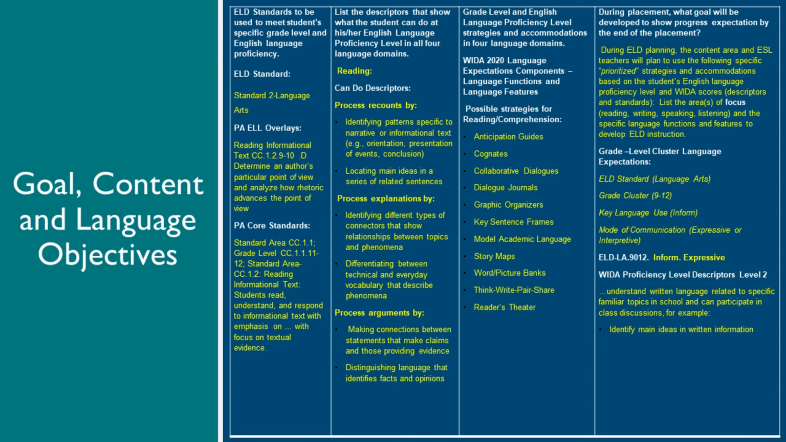The third column are possible strategies you might use to assist Juan in developing his reading and comprehension. Remember, these strategies are in Schoology. The fourth column is the goal you would develop for your EL student based on the placement and English language proficiency level. This column includes the grade level cluster language expectations, the ELD standard, and the WIDA proficiency level descriptors. Take some time to become familiar with column 4.